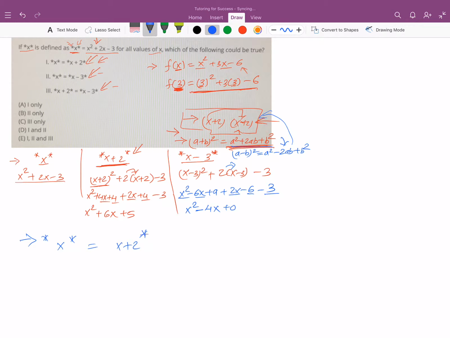So let's work with the first condition. It states x star is equal to x plus 2 star. So let's replace that with this expansion, x squared plus 2x minus 3, on that side. For this, I'm going to replace that with this expansion, which is x squared plus 6x plus 5. This x squared and that x squared cancel out. They are both positive and they are on opposite sides of my equation.